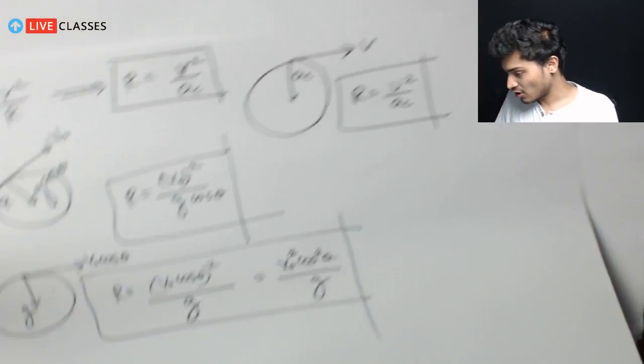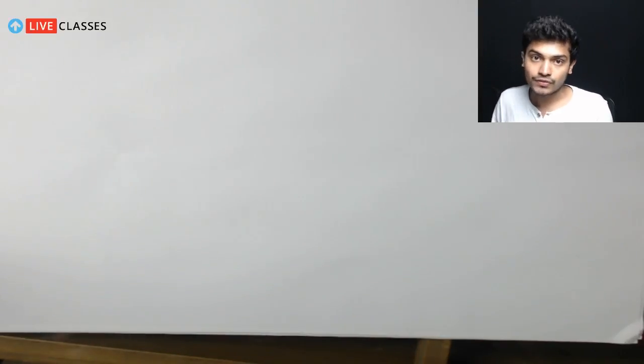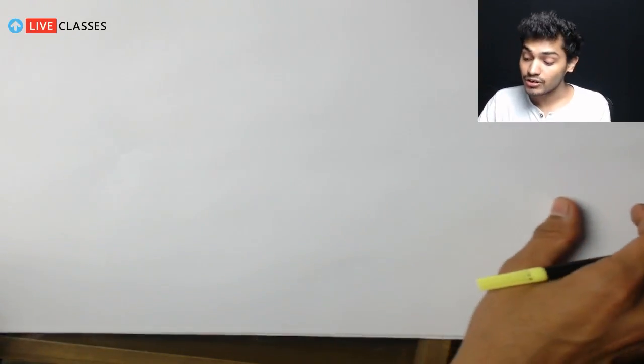So this was all about the radius of curvature. Now let's see the relative angular velocity.